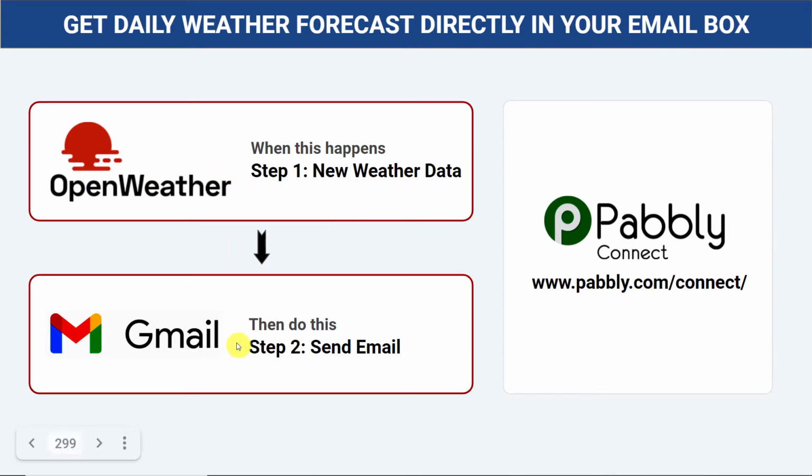Now in cases like these, we have to bring an integration and automation software called Pabbly Connect that will integrate OpenWeather and Gmail. Now, the best part of using Pabbly Connect is a person without any technical background can perform this integration very easily. Now, before I begin, let me just show you a real-time example.